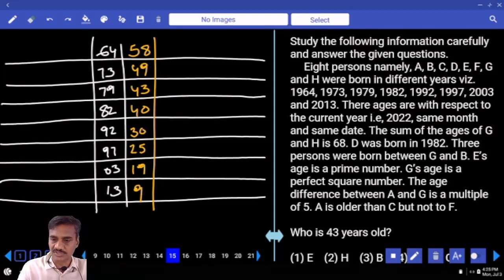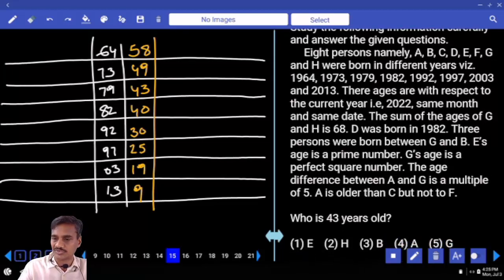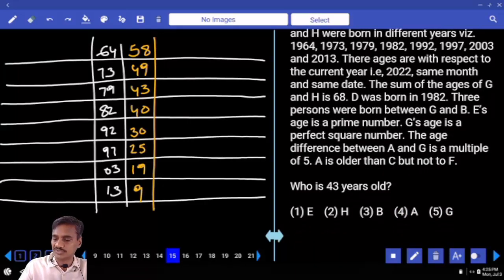Then coming to condition number 1, there are ages with respect. The sum of the ages of G and H is 68. Now G plus H equals 68. Then what are the different possibilities we have for this? 9 plus 59 is not there, isn't it? And next one, 19 plus 49. There is one such possibility. 19 plus 49, that is 68.